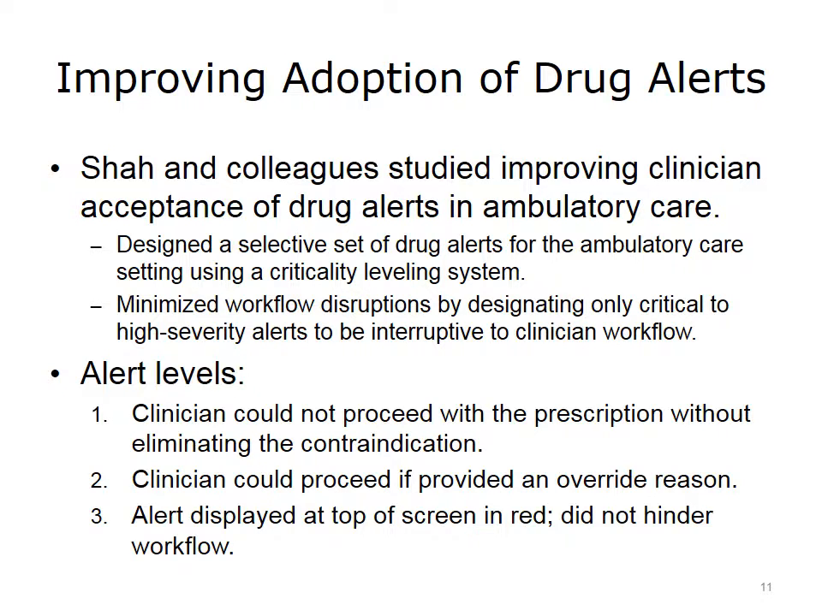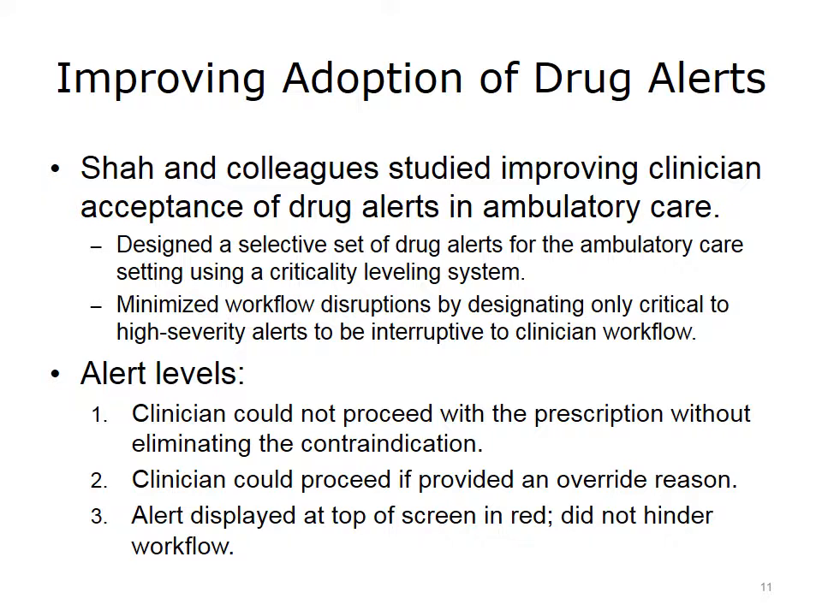Shaw and colleagues wanted to find a way to improve clinician acceptance of drug alerts in ambulatory care settings. They designed a selective set of drug alerts using a criticality leveling system. Level 1 alerts were the most critical, and a clinician could not proceed with the prescription without eliminating the contraindication.